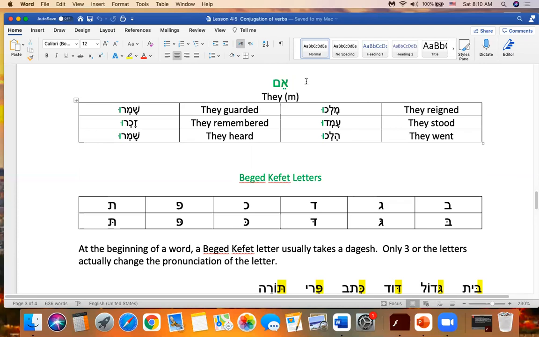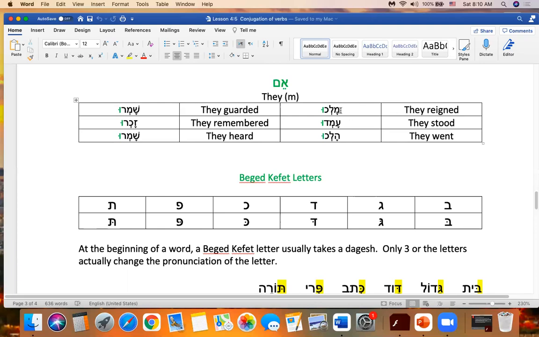Now they, you have a masculine and feminine, they, but as far as the past tense, they put them together. So it doesn't really matter if it's masculine or feminine. It's just one ending. So even though the word for they is hem, the ending is hu. So this is the only one that's a little strange, but you'll get used to this one.